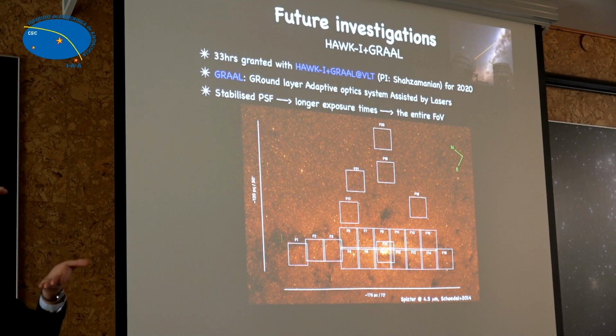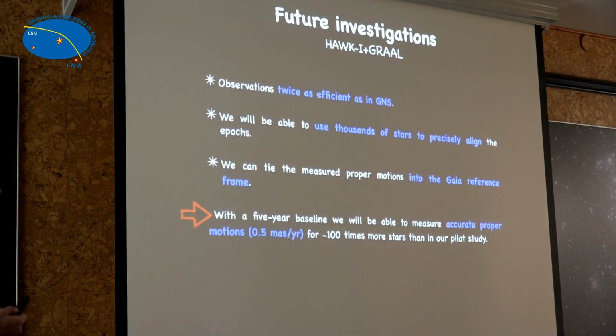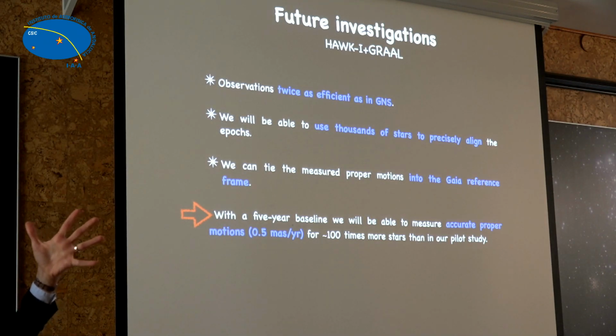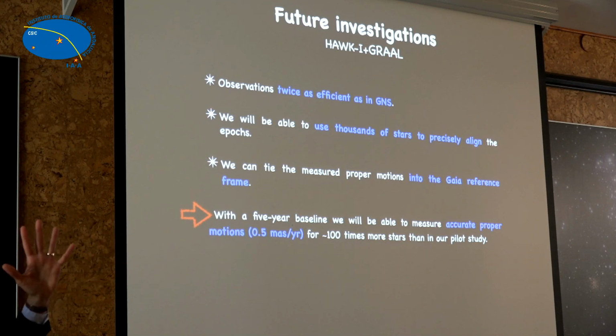And this time we can use the entire field of view of HAWK-I. We don't need to divide it into smaller fields as we did when using speckle holography before for the Galactic Nucleus. So this means that our observation would be very efficient, much more efficient than Galactic Nucleus. And we can use thousands of stars to align the images from one epoch to another. And then later, when we measure proper motions, we are going to transfer them to the Gaia reference frame, because this is our goal, to have also the absolute proper motions for the whole region of Galactic Centre.